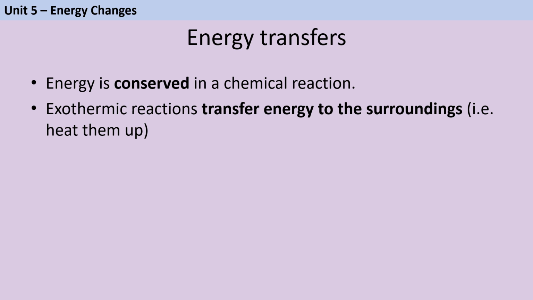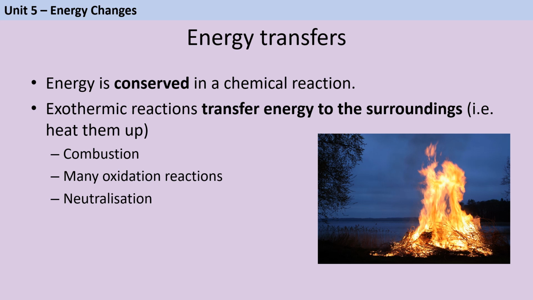The first type is exothermic. Ex means out, like an exit or being extroverted, and therm is to do with energy. So exothermic reactions transfer energy out to the surroundings. In practical terms, what this means is that they tend to heat them up. Examples of exothermic reactions include combustion, otherwise known as burning a fuel in oxygen, many oxidation reactions, and neutralization. You should be able to identify all of these as exothermic reactions which would raise the temperature.